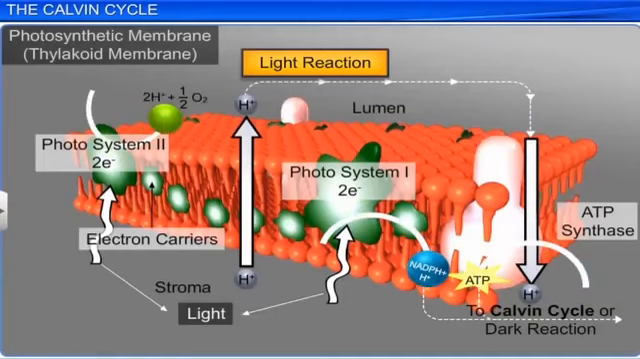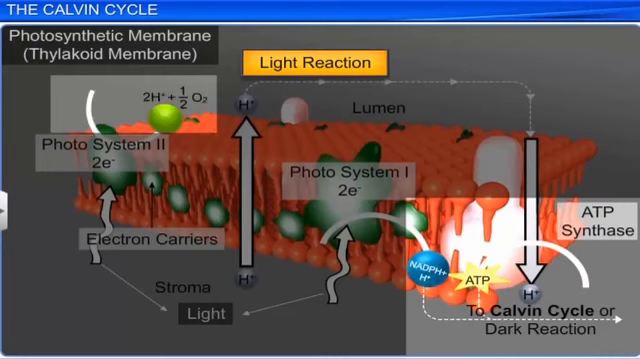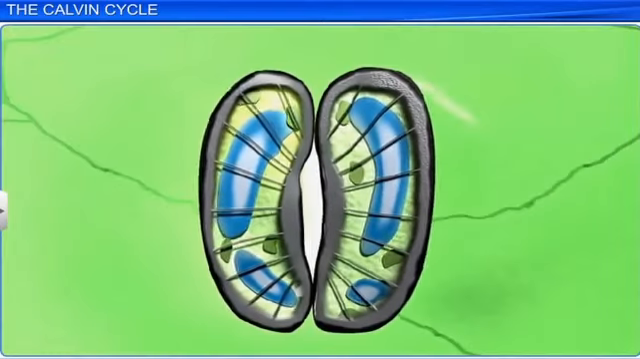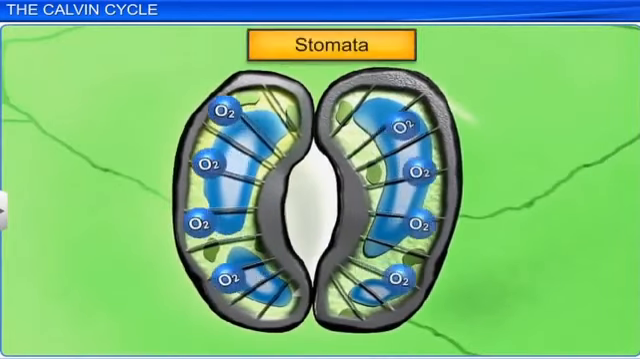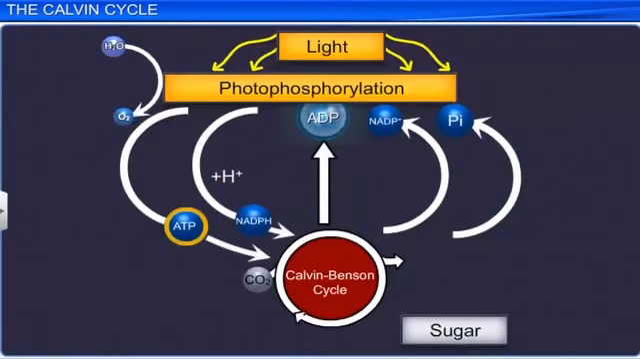So far, you learned that light reaction results in the formation of ATP, NADPH, and oxygen molecules. Now let's see how plants utilize these molecules to prepare food through the Calvin cycle. Oxygen released during photosynthesis is released into the atmosphere through stomata present on the leaves, while the ATP and NADPH molecules are used in the synthesis of carbohydrate from carbon dioxide and water.